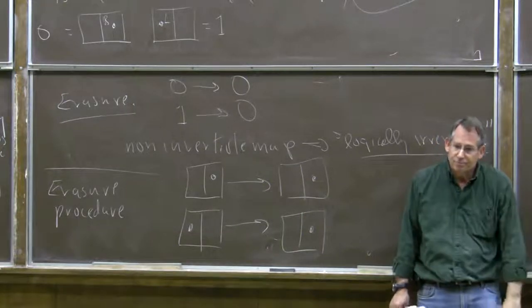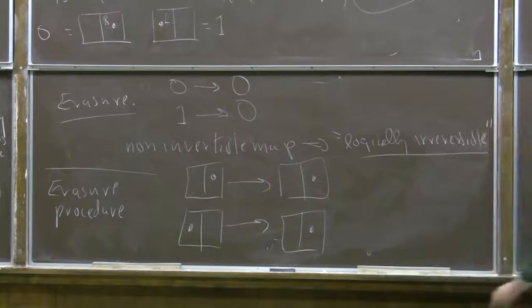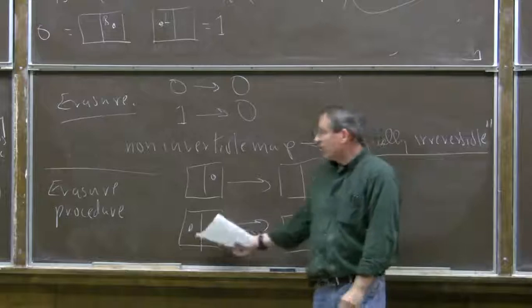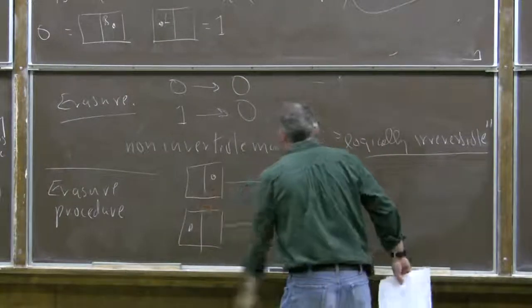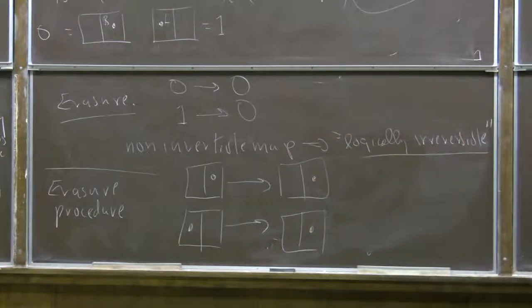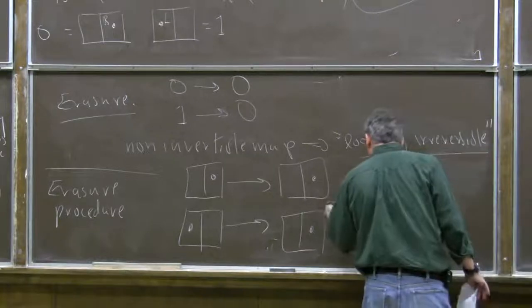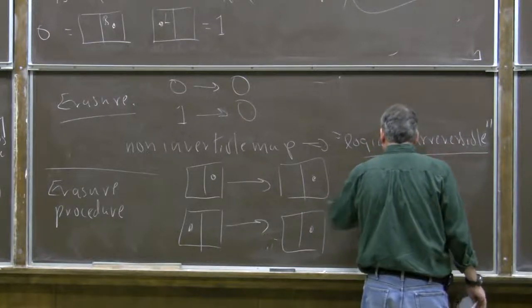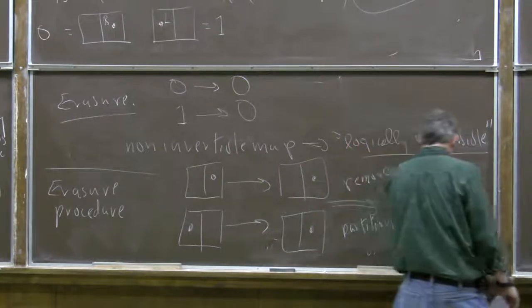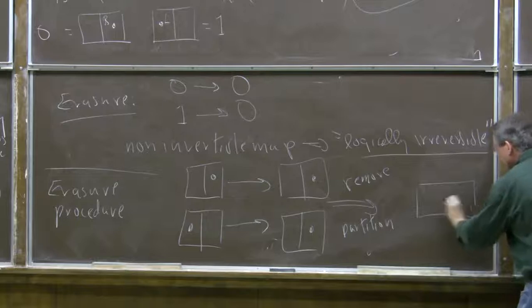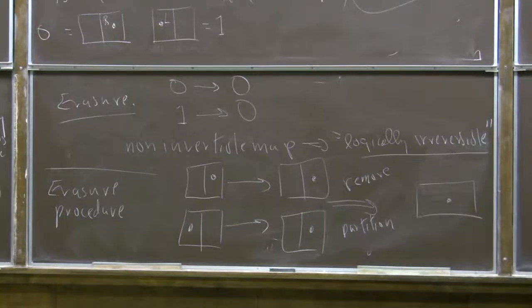Can't you just remove the partition? Well, I could remove the partition, but then that will not take the memory back to its original configuration. I won't know whether it's a 0 or a 1. If I say that the 0 state is the state where it's on the right side, and the 1 is the state where it's on the left side, if I just remove the partition, now it's neither on the left or the right, it's bouncing around. Okay? So I can try to force it to be on the left or the right.